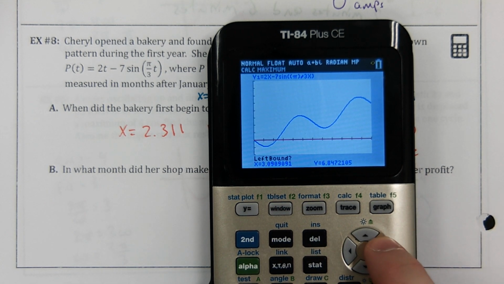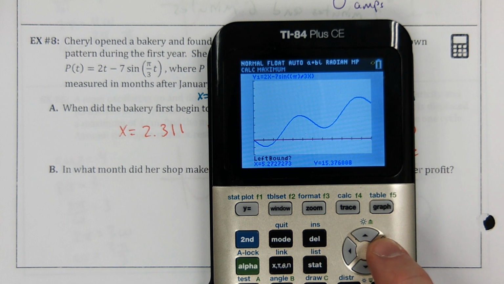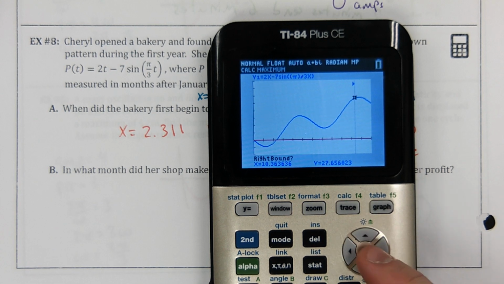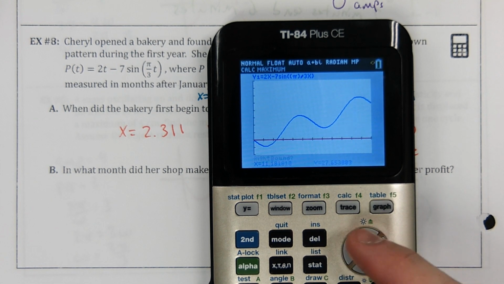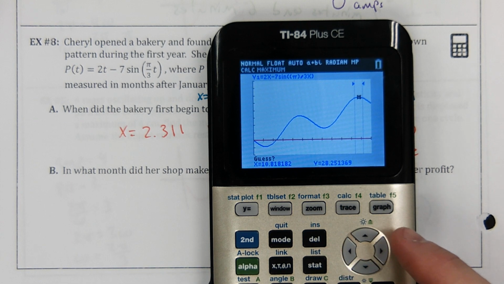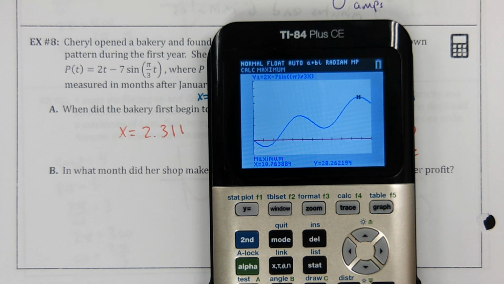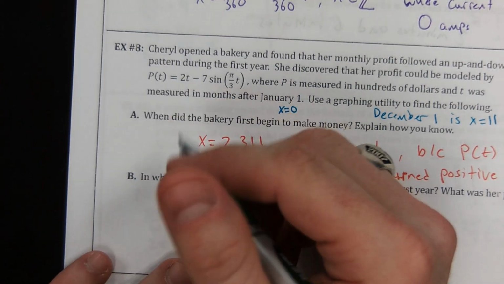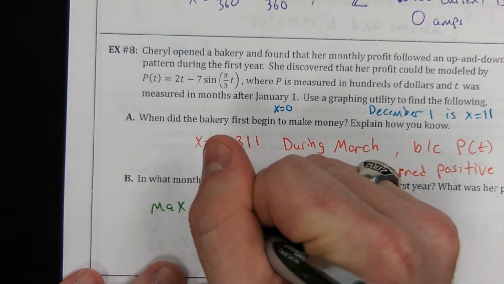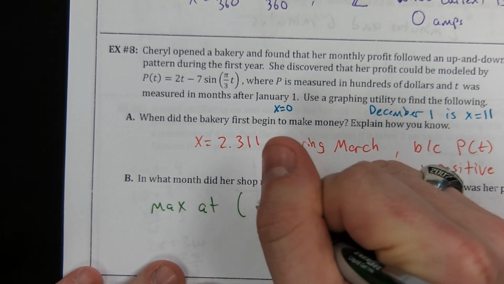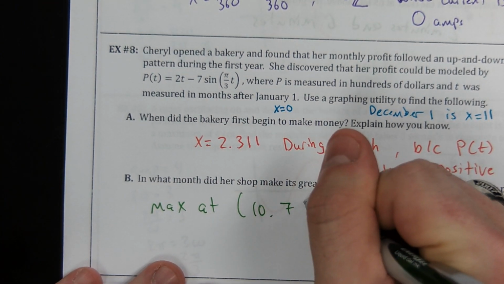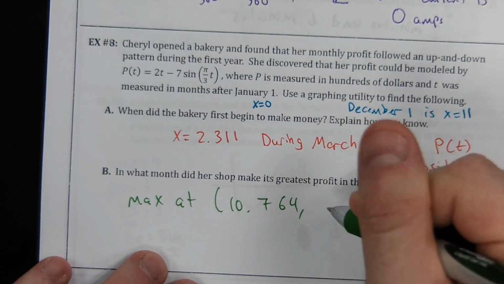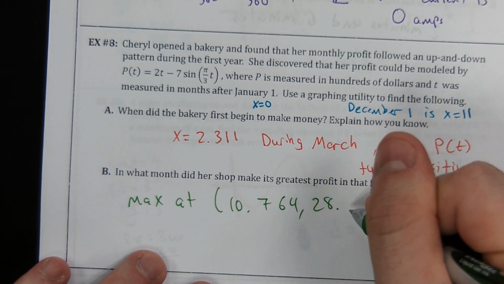And it says left bound. All right. There's left of the answer. There's right of the answer. And the real answer is somewhere in between there. And we hit enter one more time. And it looks like we have a maximum at, and I'll do it in green since it's money, 10.764, comma, 28.262.